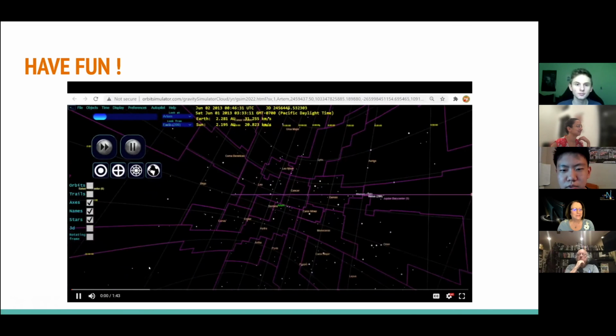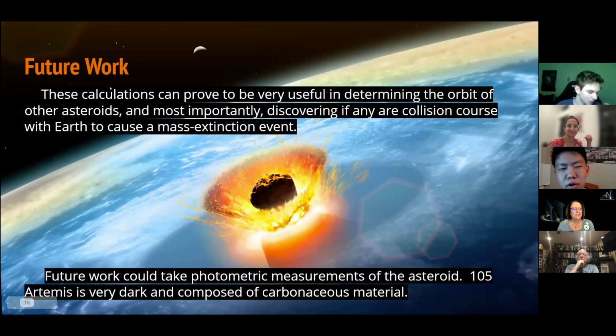So as a conclusion, for future work, these calculations can prove to be very useful in determining the orbit of other asteroids and, most importantly, discovering if any are on a collision course with Earth to cause a mass extinction event. Another measurement that future work can take on is that we could measure the brightness of each of the asteroids to determine what they are made up of. 105 Artemis is very dark and is composed of mostly carbon material, but there are other asteroids with different types of brightness.